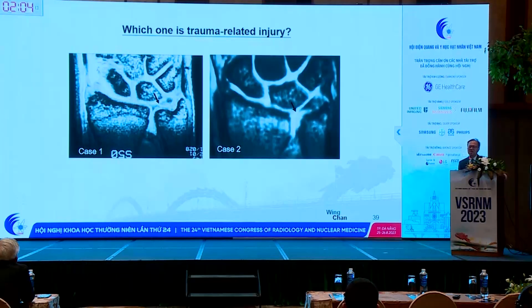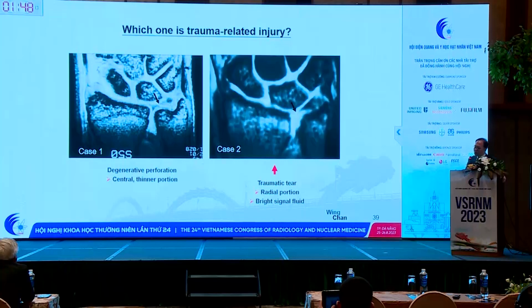Okay, this is a little bit like a knowledge base. Which one is abnormal? The left one or the right one? Okay, as we can see, in the left one the perforation is in the middle, but don't forget, in the middle it is a degenerative perforation. This is due to the aging process. Degeneration is a phenomenon, not a disease.